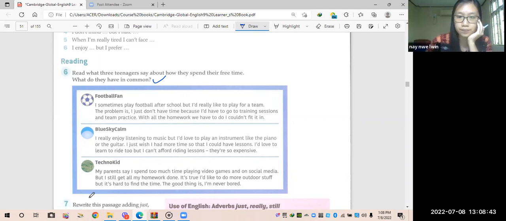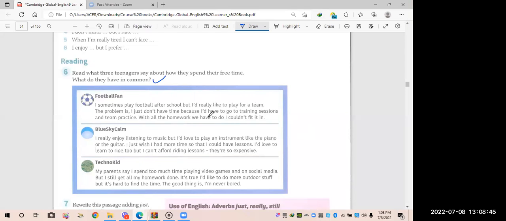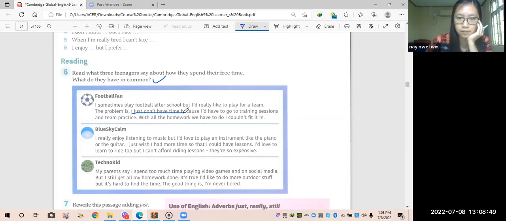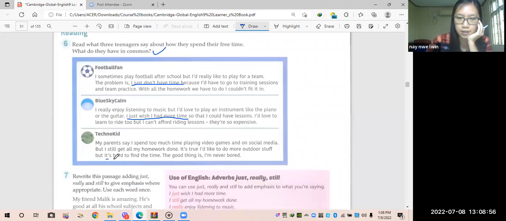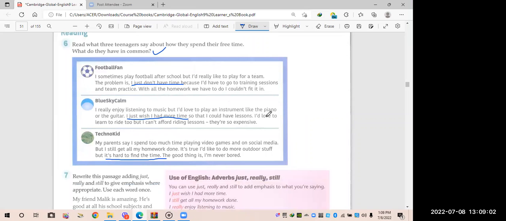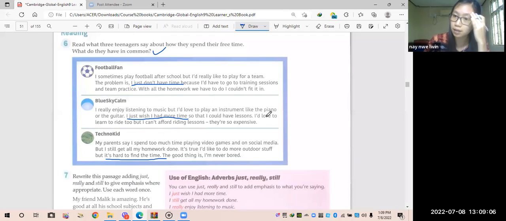Okay, like for the outdoor stuff, the answer is here, right? I just don't have time. I just wish I had more time. It is hard to find time. So what is the same thing in common? They don't have enough time. They don't have enough time to do their favorite activities in their free time, right? So that's always the thing they have in common, right?